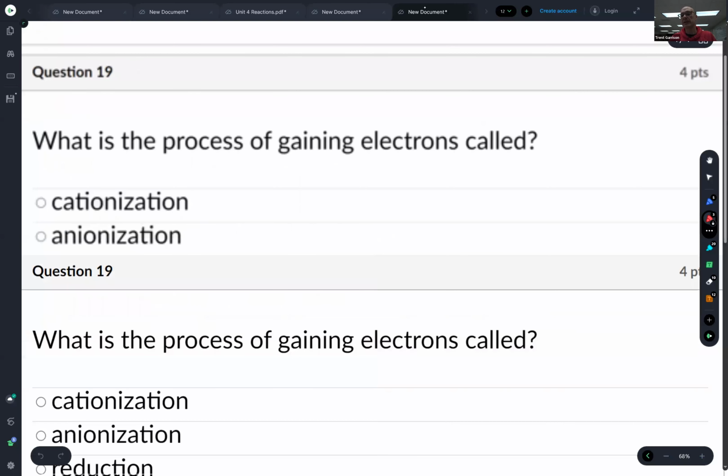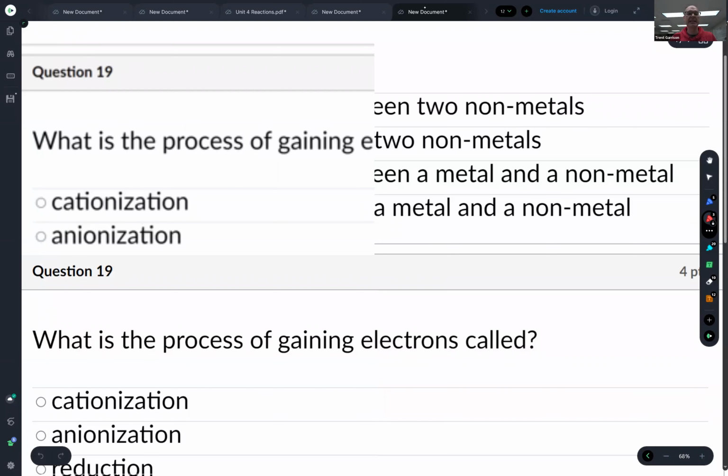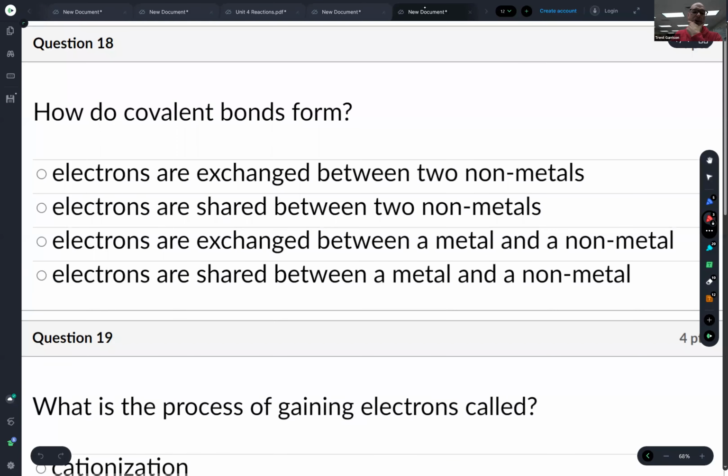All right, so let's get up to question number 18. How do covalent bonds form? So they are shared. That is the unique side of an ionic bond, is that they exchange electrons, but a covalent is sharing, and it's always between two non-metals. So you can share, but not between a metal and a non-metal. Always has to be between two non-metals. The exchange of electrons occurs between a metal and a non-metal.